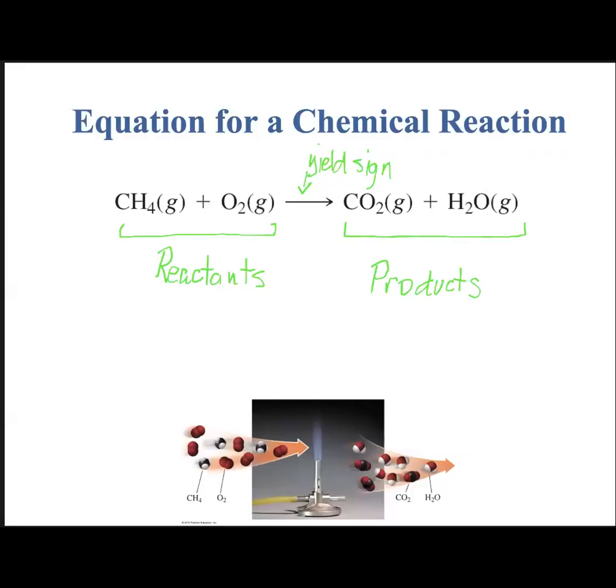The second thing to note in our equation is that we also have these letters in parentheses after each one of our reactants. Those are the physical states of the different compounds that we are either reacting or producing. So in this case, we have methane gas reacting with oxygen gas to form carbon dioxide gas and water gas.